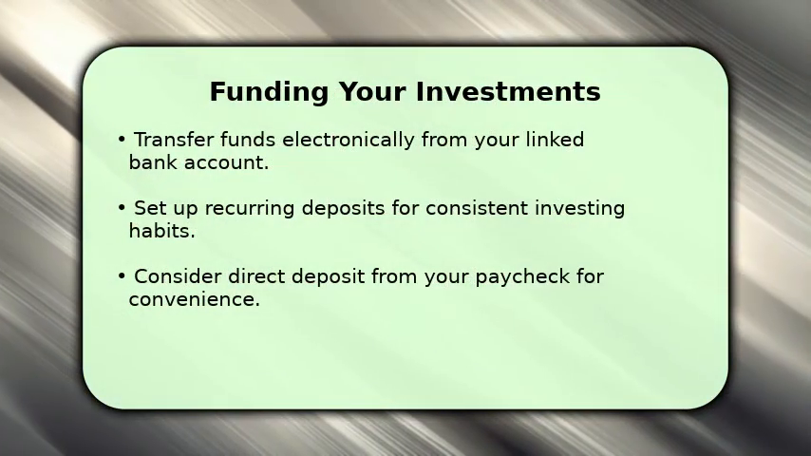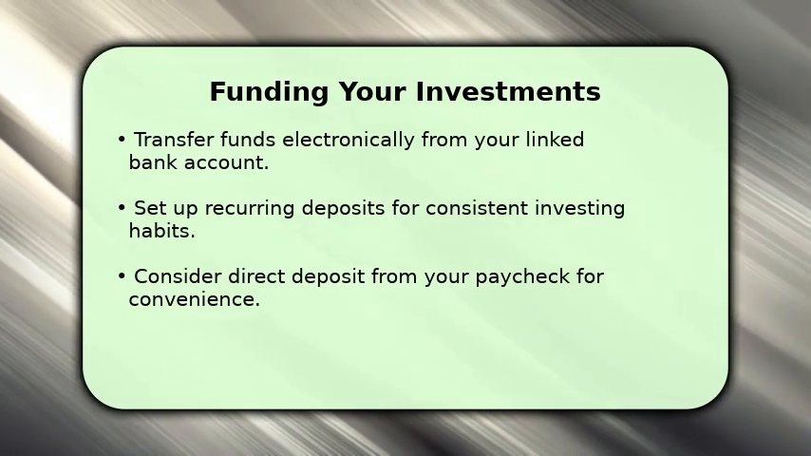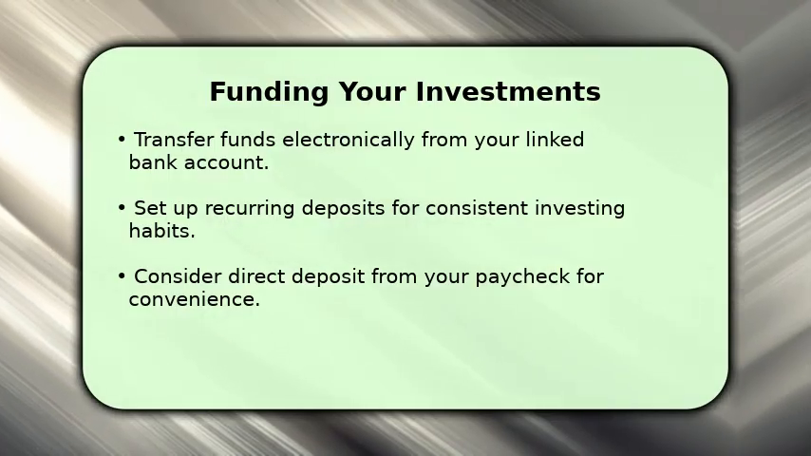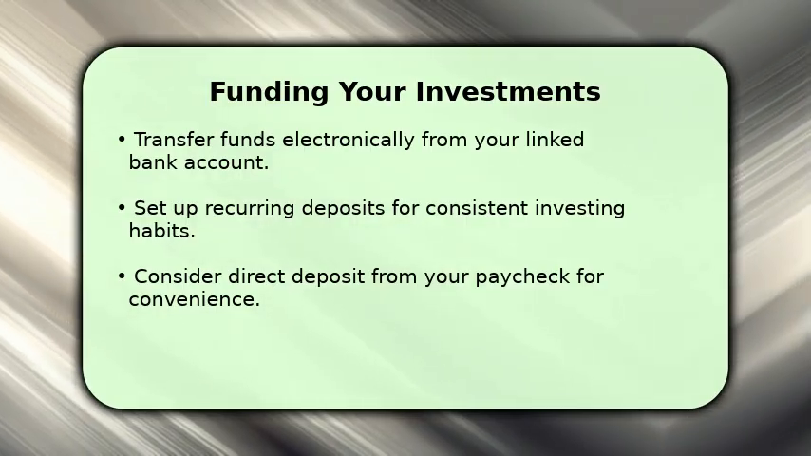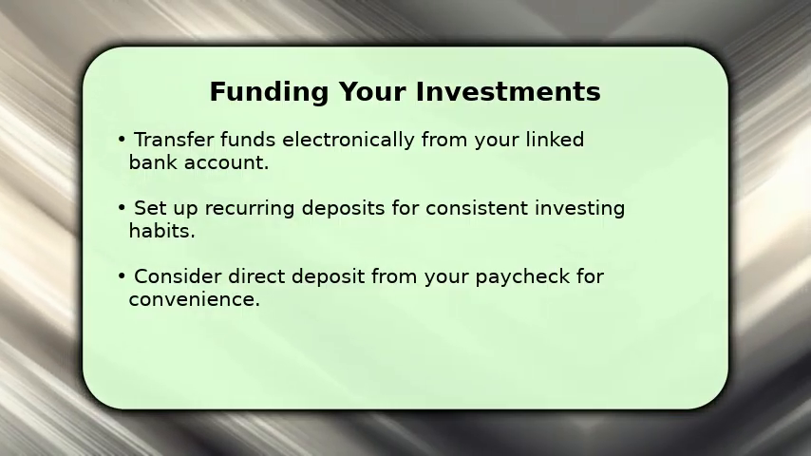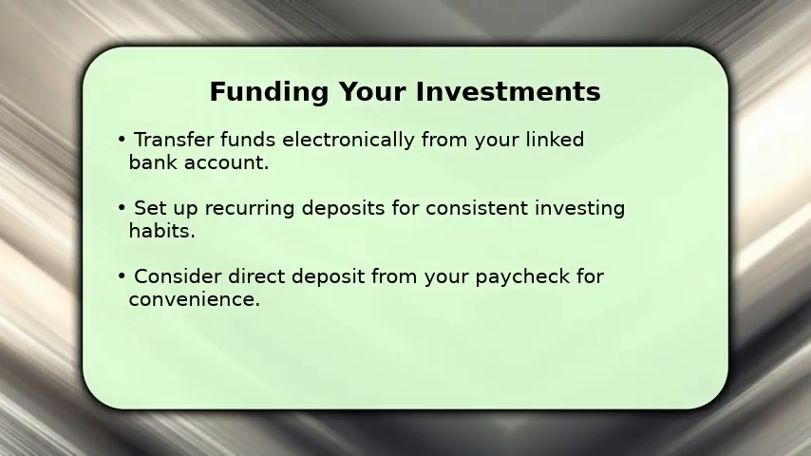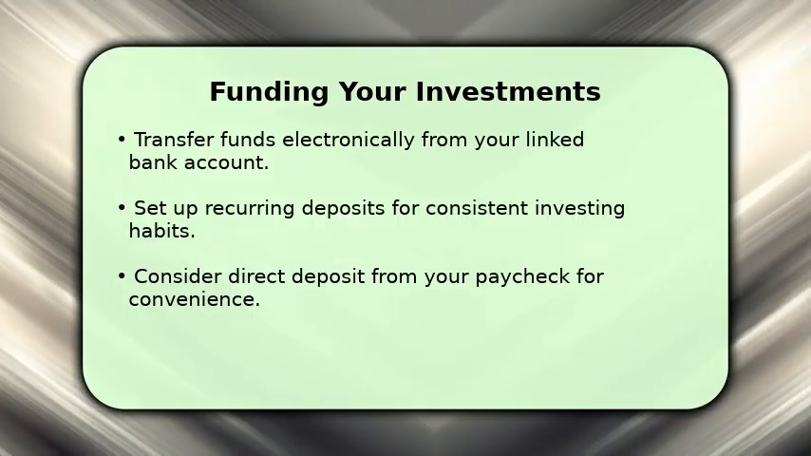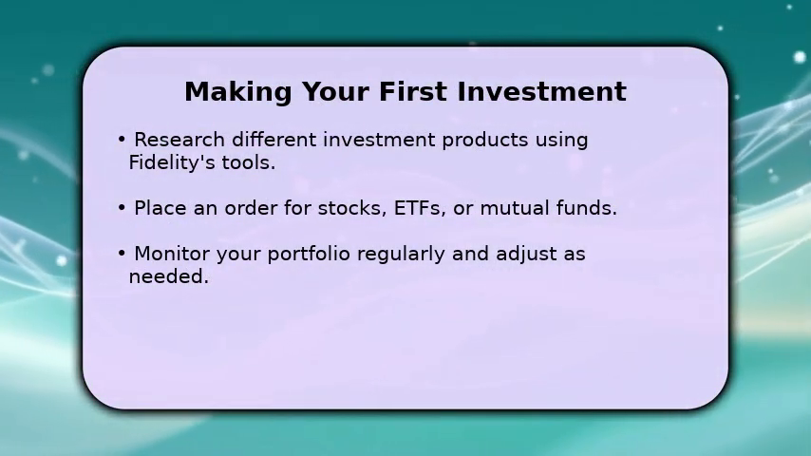Once your account is open, funding your investments is simple. The most common method is an electronic funds transfer from your linked bank account, which usually clears within 1 to 3 business days. For a disciplined approach, you can set up recurring deposits, perhaps $50 every 2 weeks, to automate your savings. Another convenient option is to set up a direct deposit from your paycheck directly into your Fidelity account, making investing effortless.